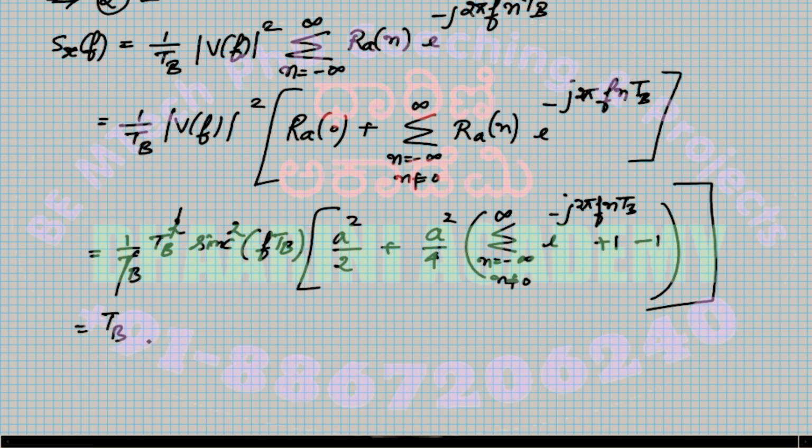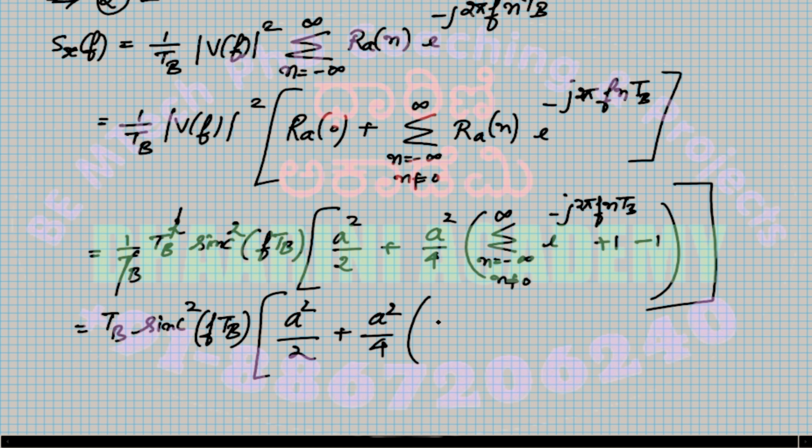So this is TB sinc square of f times TB into, let's write the a square by 2 plus, I still have the a square by 4 outside, but now you see, because of the modifications we did, we can write it as n equal to minus infinity to plus infinity complete, right? e to the power minus j 2 pi f n TB minus 1.